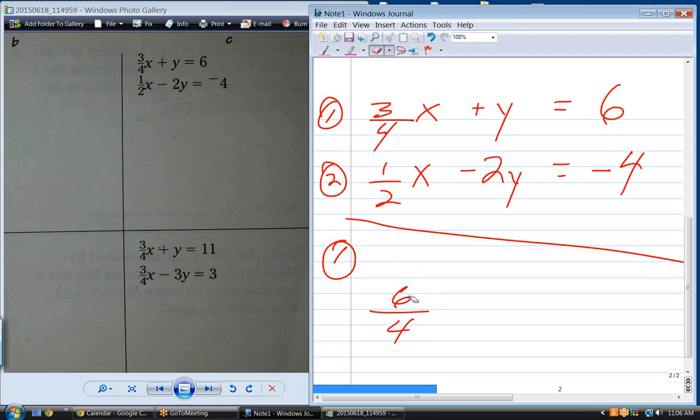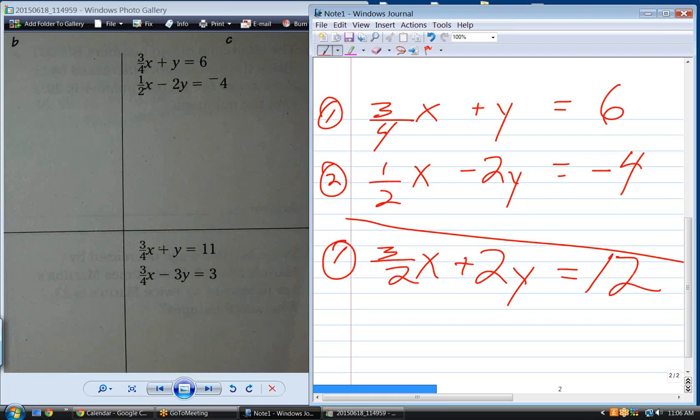In other words, if I divide the top by 2, I get 3. And if I divide the bottom by 2, I get 2. So this becomes 3 over 2. So the new equation is 3 over 2x. What's the rest of it? Plus 2y. Equals what? 12. Okay. And so we'll draw a temporary line through that one. And now we're dealing with equations 1 and 2.